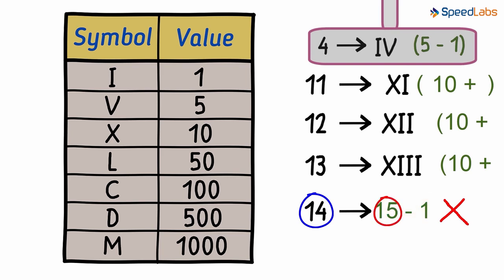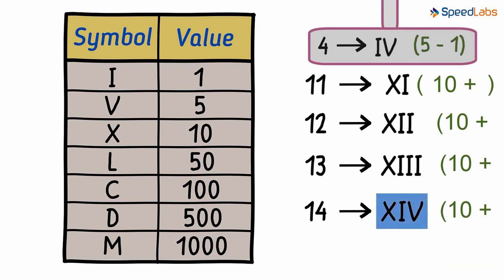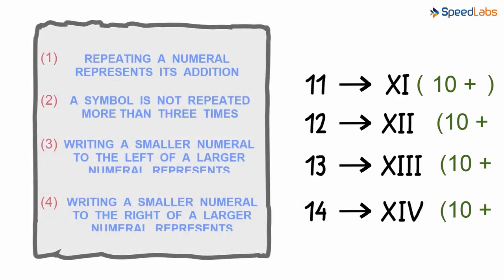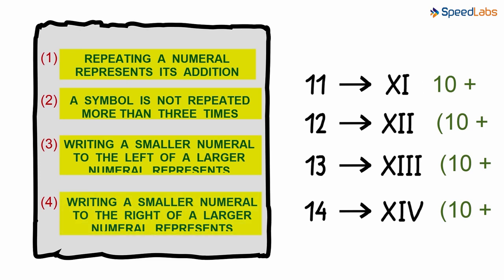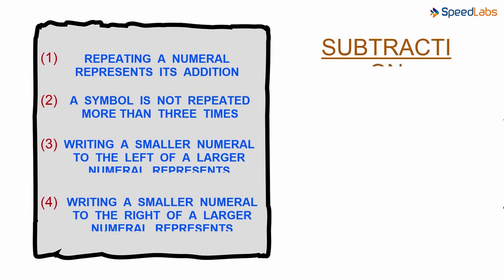The other way to write the number 14 is 10 plus 4. And how can we represent that? Yes, we write the numeral 4 to the right of the numeral 10. This means addition as per the rules of the Roman number system. That gives us the answer for the Roman numeral 14. You can see that to write the Roman numerals, the rules of repetition, addition and subtraction mentioned above are generally used. Let's talk a bit more about subtraction.